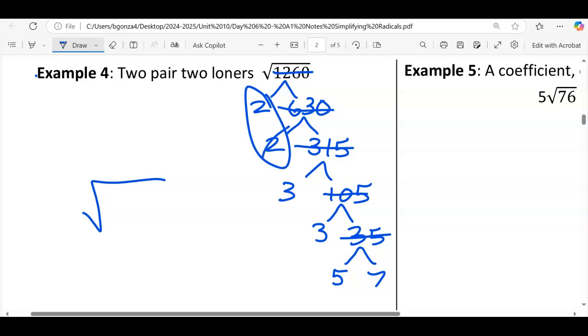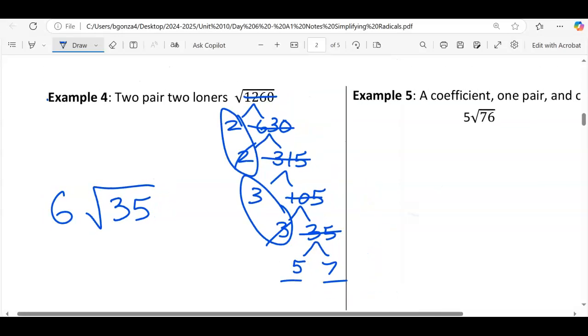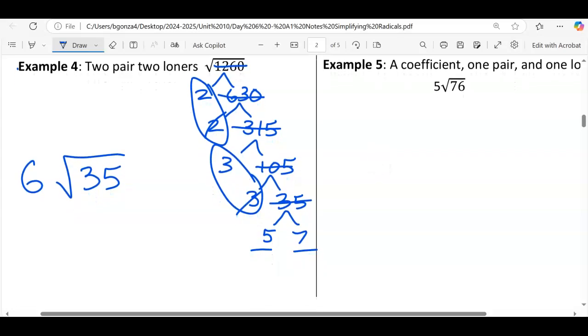Couple of 2, couple of 3, 2 loners. If I have more than one of anything, I'm going to multiply, right? So let's do that. 2 times 3 is 6. 5 times 7 is 35. That is a simplified version of square root of 1260, okay? Real quick, because I want to give you time to practice, number 5 here, or example 5.